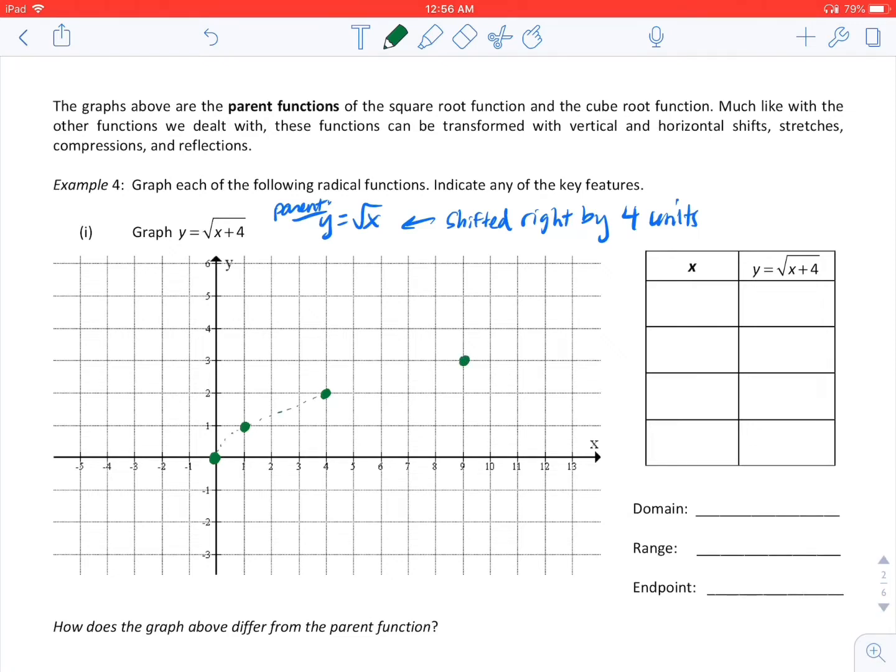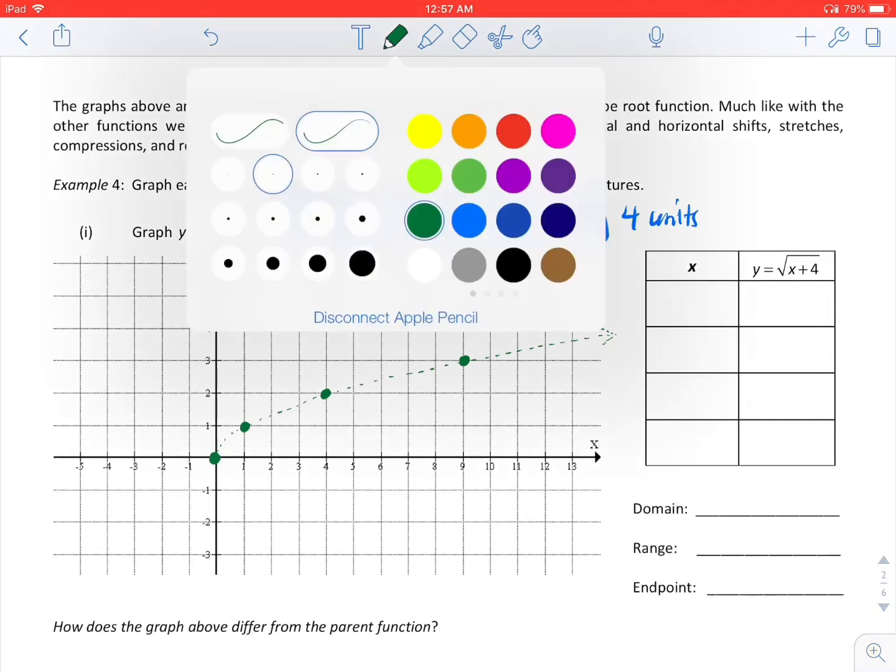I'll even make it dotted for you, just so you don't think that's the actual function. Get some spice in your life, you know? Oh, I didn't dot the arrow. You gotta dot the arrow. We gotta be extensive here. Should I dot the points too? No, they are dots. Okay, let's just move on.